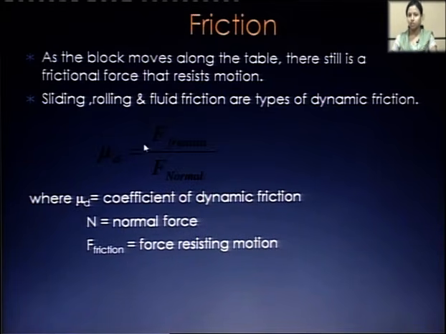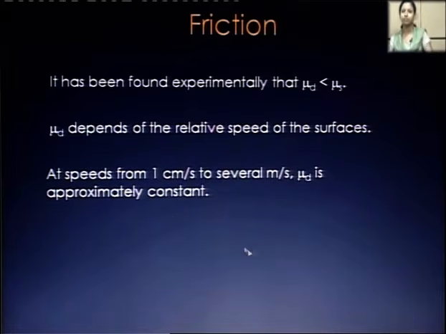F normal is the normal force. F friction is the force resisting motion. It has been found experimentally that mu d is always less than mu s. Mu d, that is the coefficient of dynamic friction, depends upon the relative speed of the surfaces.